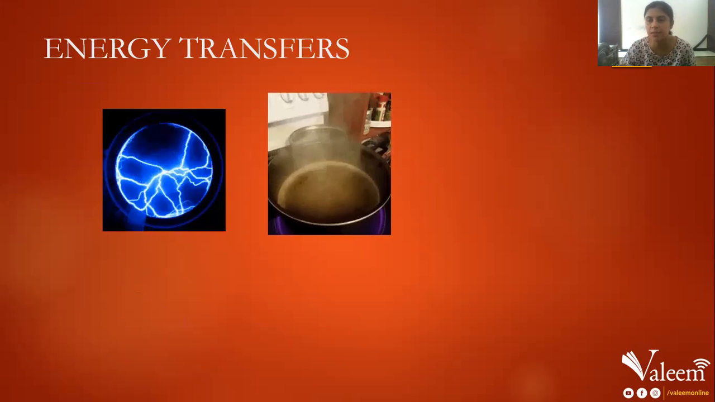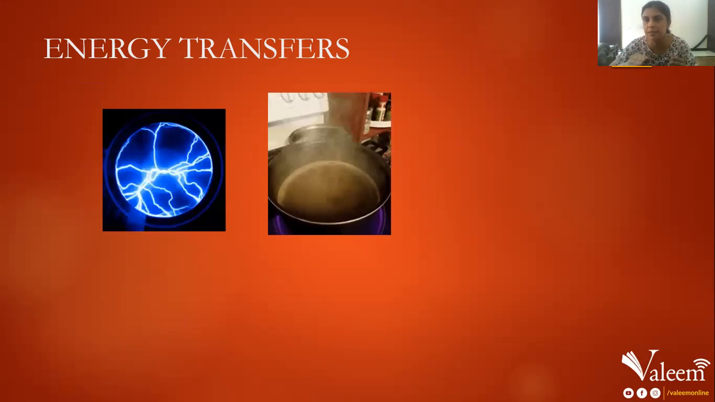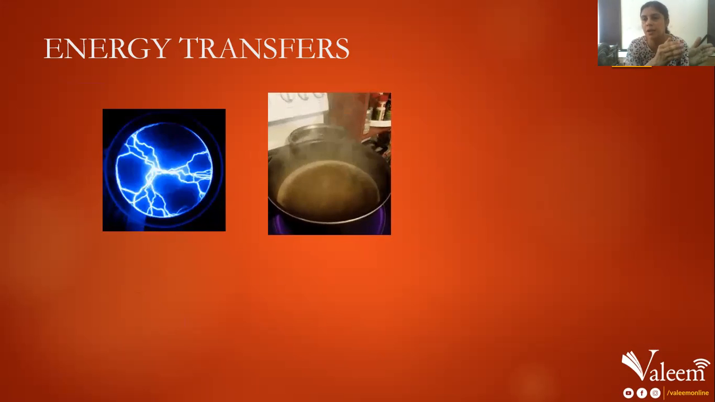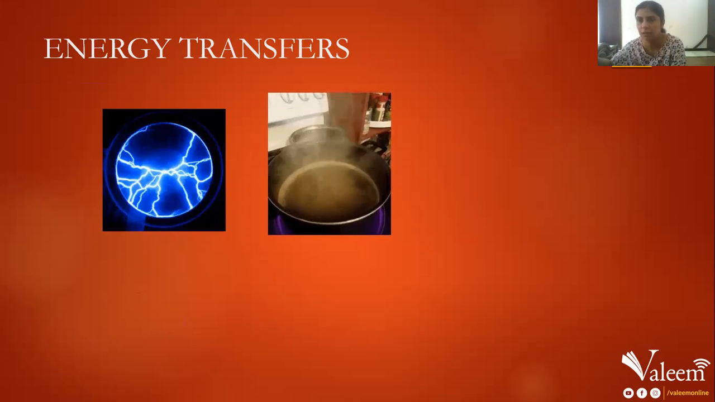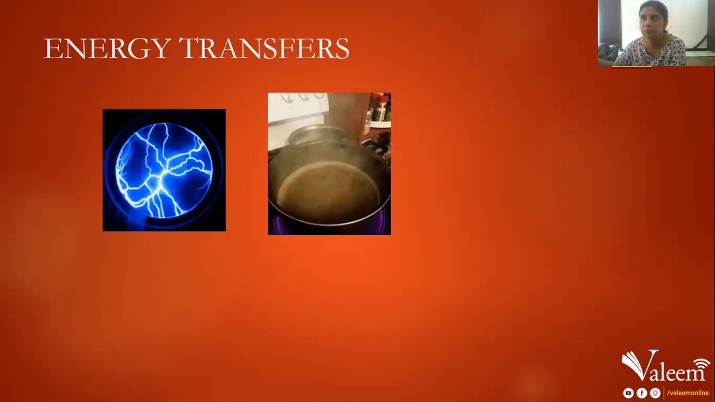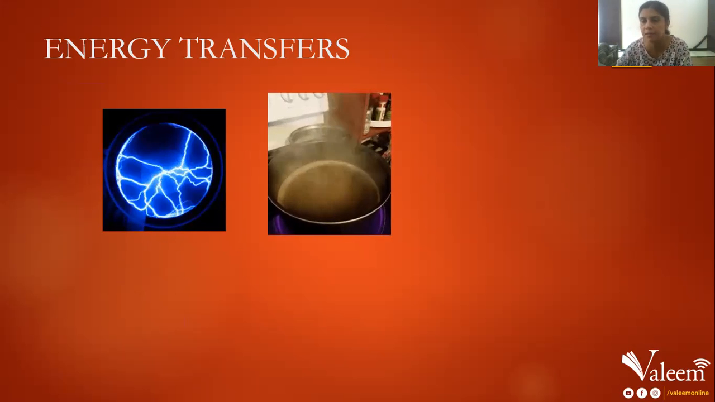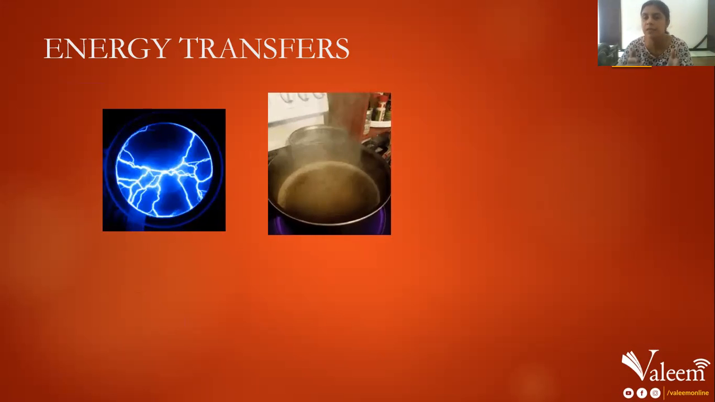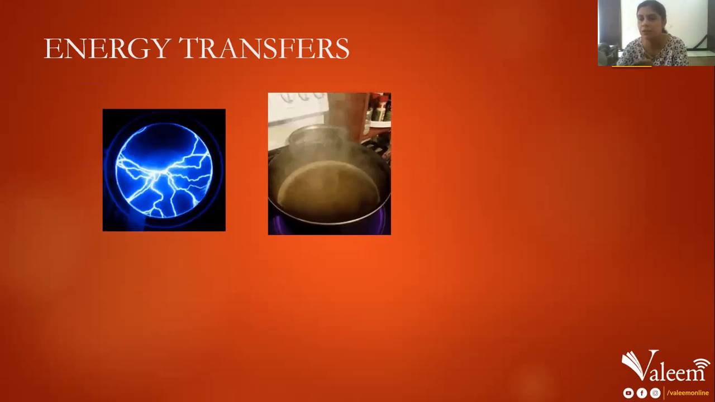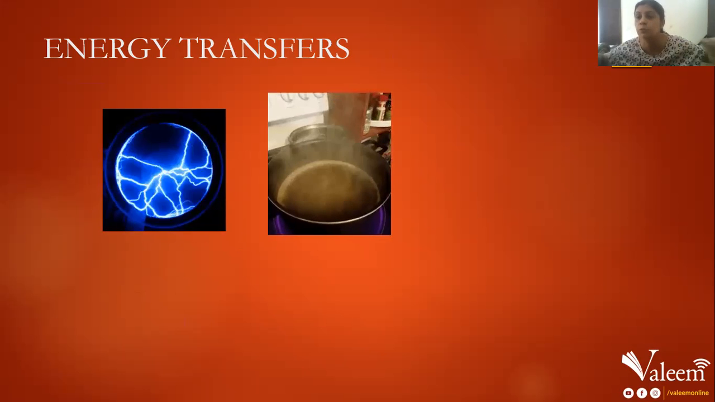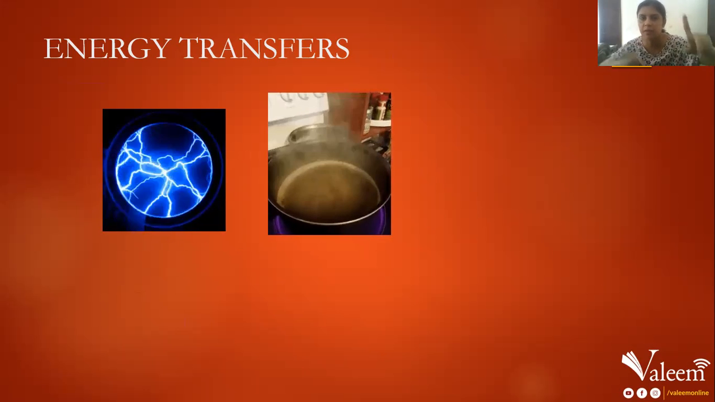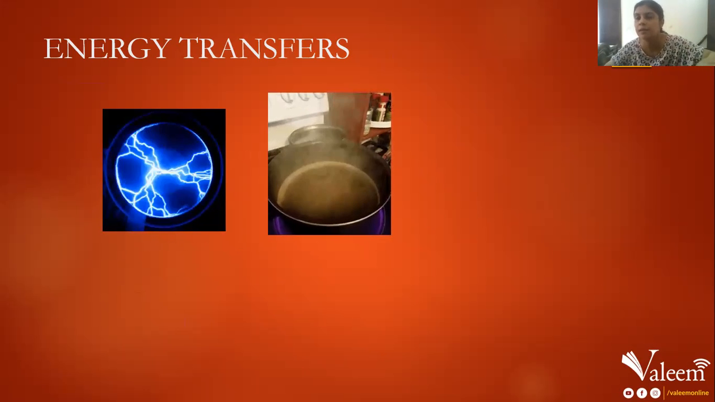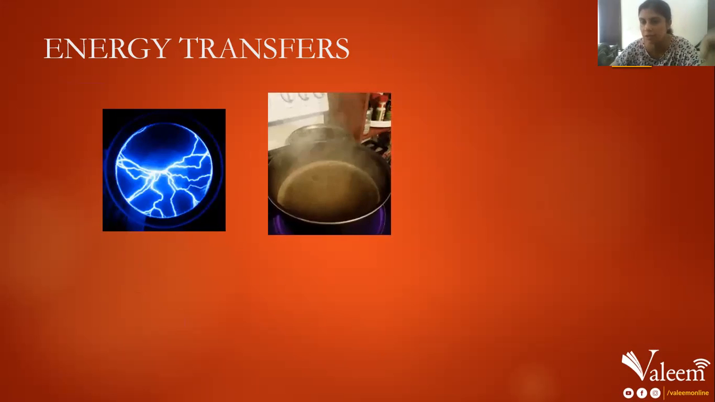Again, electricity or electrical energy is transmitted from one place to another in order to make electric items like fans, ACs, or bulbs work. So for that we need electrical energy. It's transmitted through wires, so that's why it is also an example of energy transfer.